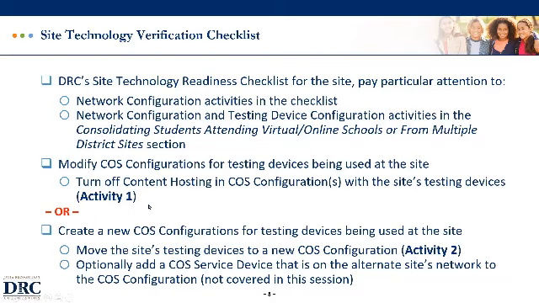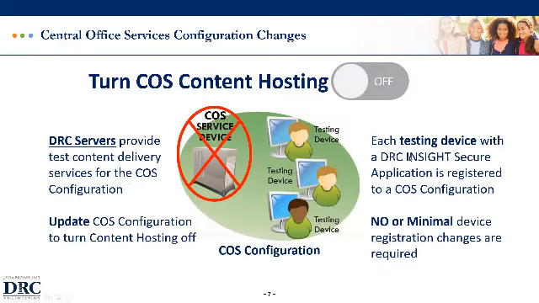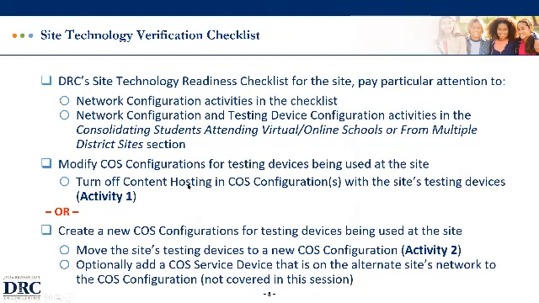So we have kind of two options to consider when we're looking at the changes we're going to need to make. If all the testing devices that are in this configuration are all going to be testing at the alternate site. So it's these 3 students are in the configuration, and all 3 of these students are going to be testing at the alternate site, it's a lot more straightforward in what we need to do to turn off content hosting, and we'll walk through that. We'll also walk through briefly the scenario where you may have multiple students in the configuration.